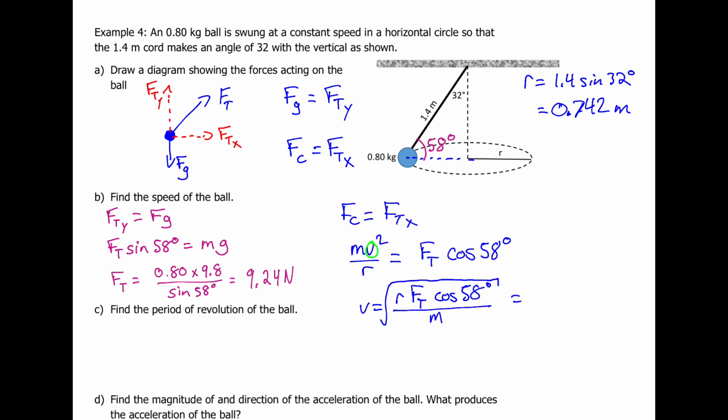I do not have space to type my numbers in, so I will just do it in my calculator, and I get 2.131, a bunch of numbers, which, because this is the final answer of a particular part, I can write as 2.1 meters per second. That's my speed. That's how fast it's going in our circle.